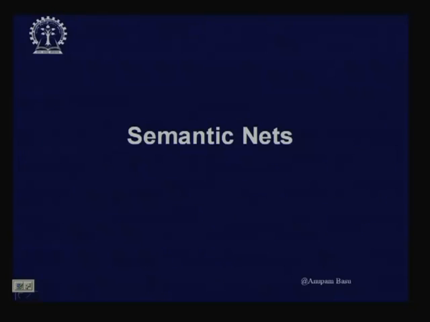So, this is another view of looking at knowledge: that knowledge can be represented as a network, an interconnection of different concepts. In semantic nets, that is what has been explored, how we can represent domain-specific knowledge using the different concepts. In today's lecture, we will see how we can represent the concepts and how we can represent the knowledge using these concepts.